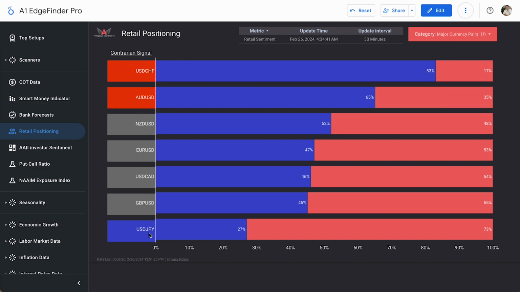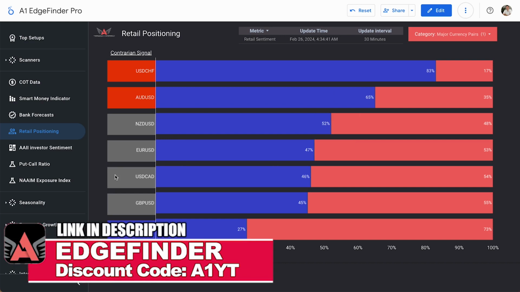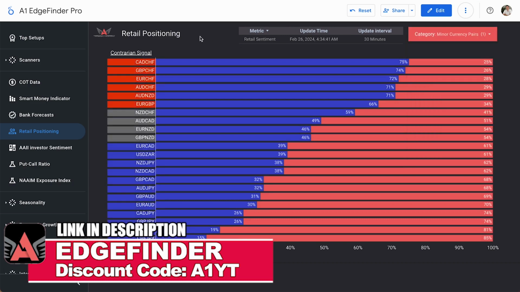But USD JPY, on the other hand, is favored very short by retail traders at 73%, and we would consider that to be a bullish signal from retail traders. These, on the other hand, are too close to 50-50. You can see that they're all pretty much right around the 50-50 range, and so they're all getting neutral biases because it's not totally clear one way or the other that they are clearly favored bullish or bearish in one direction.